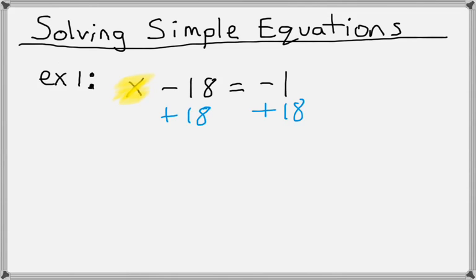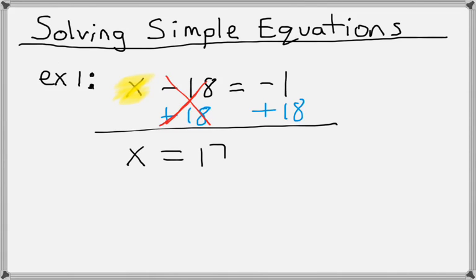So when we do that, here we're left with an x, then we have a minus 18 plus 18. That's going to simplify to a 0, so that cancels out. And over there on the right, we have a negative 1 plus 18, which is going to give us a 17.